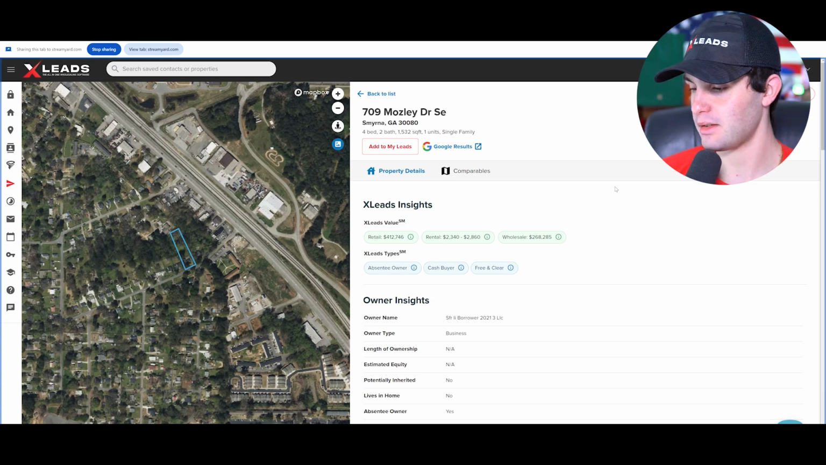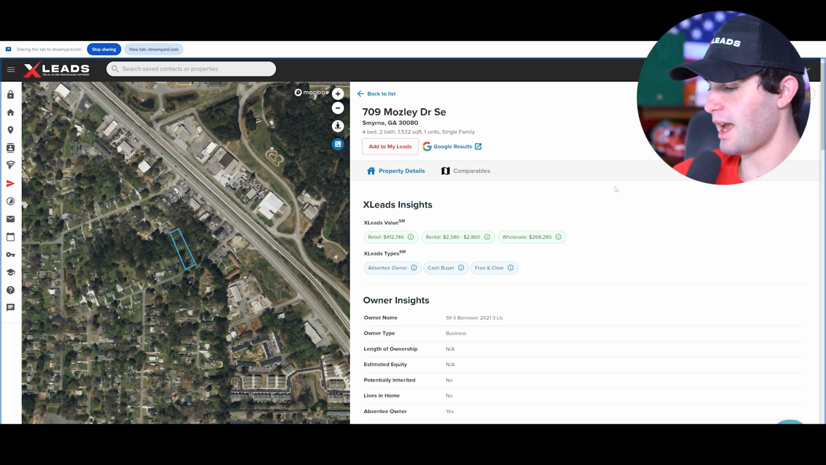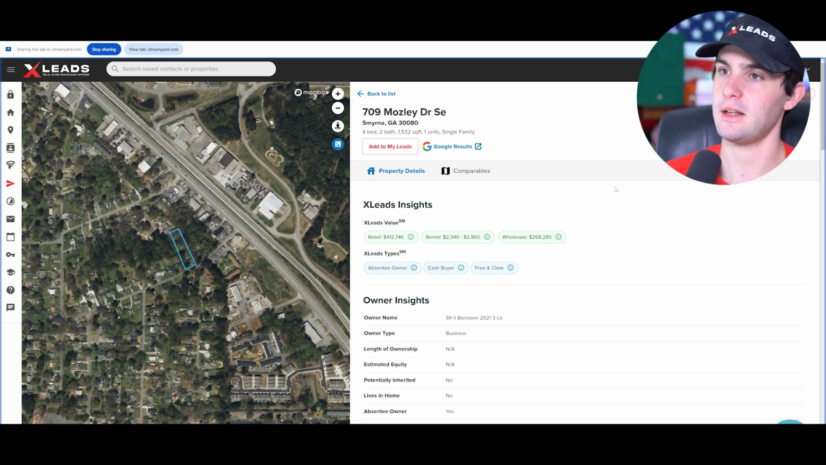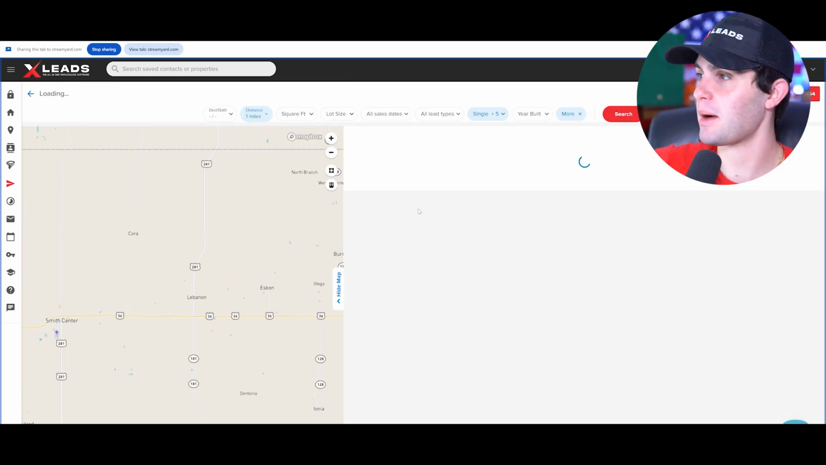roughly 50 grand in repairs. Take 83% off the top. 300K MAO. This is just off of retail, if I'm guessing regular repairs. And with this wholesale price of 268, you'd make about 30 grand off the bat, which I think is pretty good. So let's look at this property here and just look.